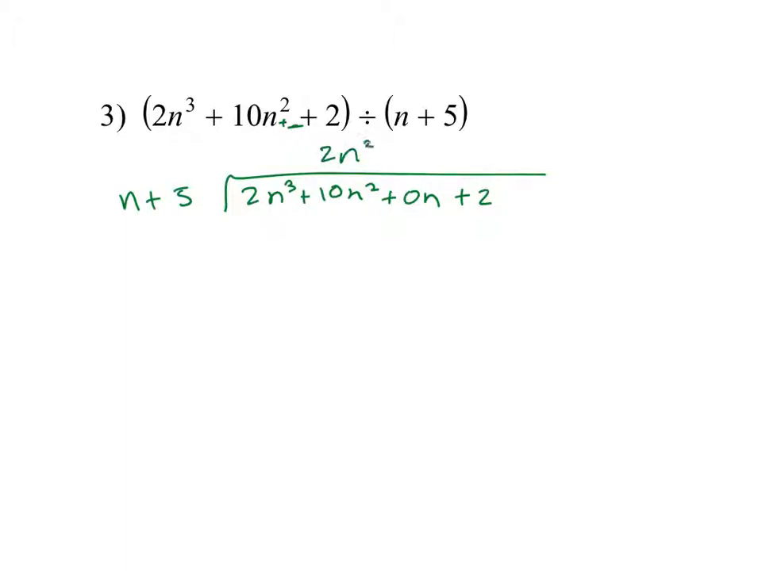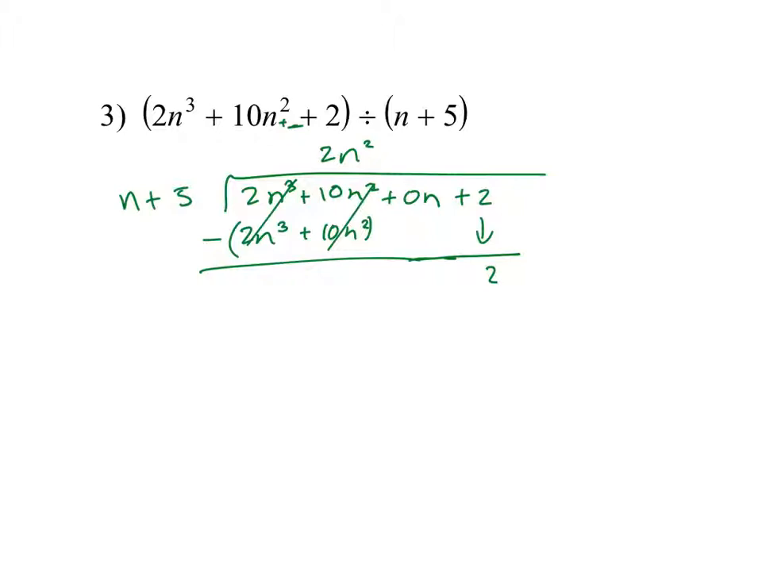So this is 2n squared. I'm going to distribute, so 2n cubed plus 10n squared. I'm going to subtract here. This cancels out, and in this case, this also cancels out, right? So now I'm going to bring that. In this case, I don't need to bring that 0n, I'm just bringing down the 2. So in this case, we're done. There's nothing else that I can divide. Why? Because the index of this monomial down here is lower than the index of this one.